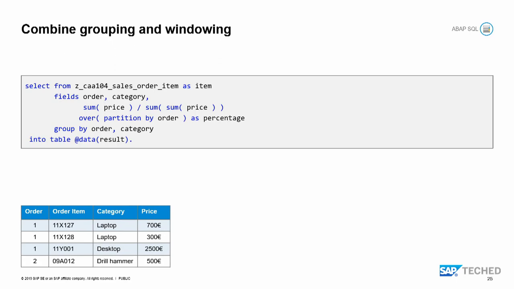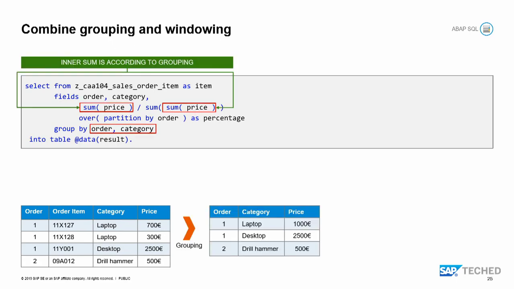In the ABAP SQL world, then, we will have here the select statement. And we will have, again, our sum price. So we are adding and combining this result. That's good. But this one, now in this context, represents the normal grouping. So we can see there that there is group by order, category. That's good. So this is our rule that we are applying.